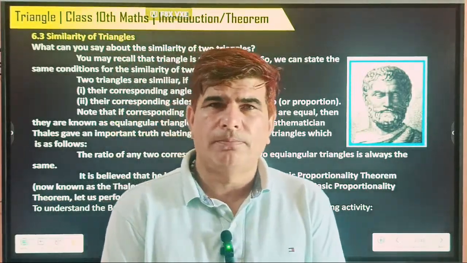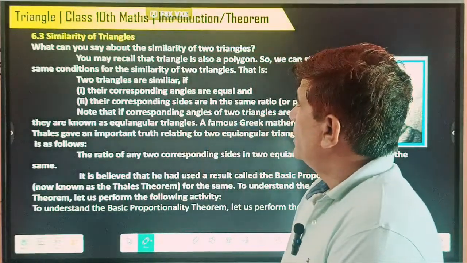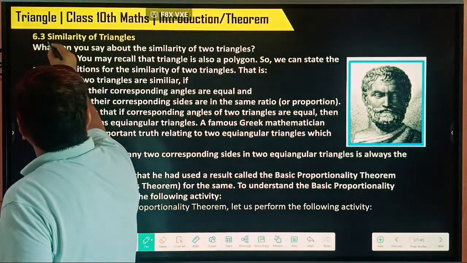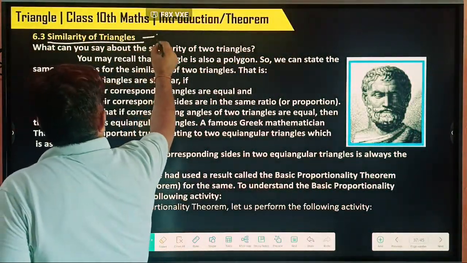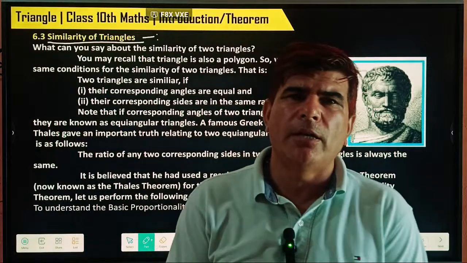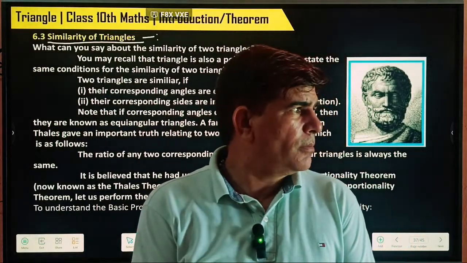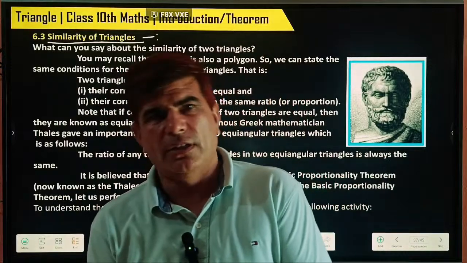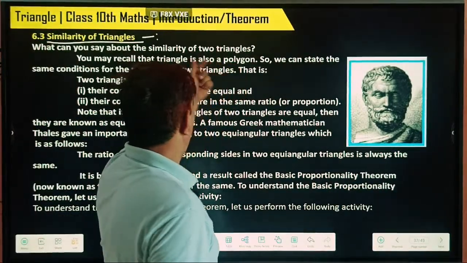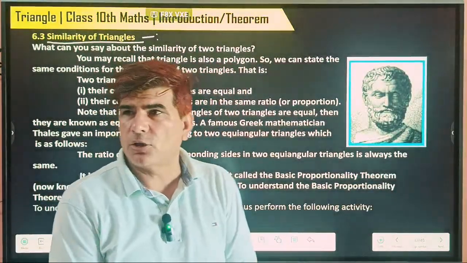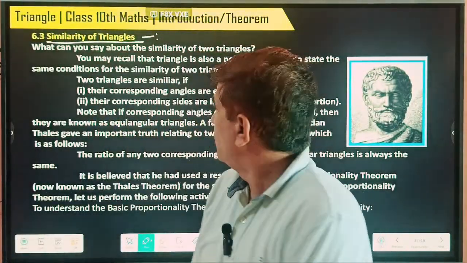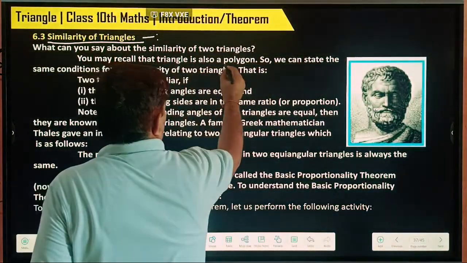So we can start the topic of today: similarity of triangles. In this chapter we will read about similarity of triangles. I already told you, in your book also it is given that similarity means shapes are the same but size may be different. So what can you say about the similarity of two triangles? We know a triangle is also a polygon.